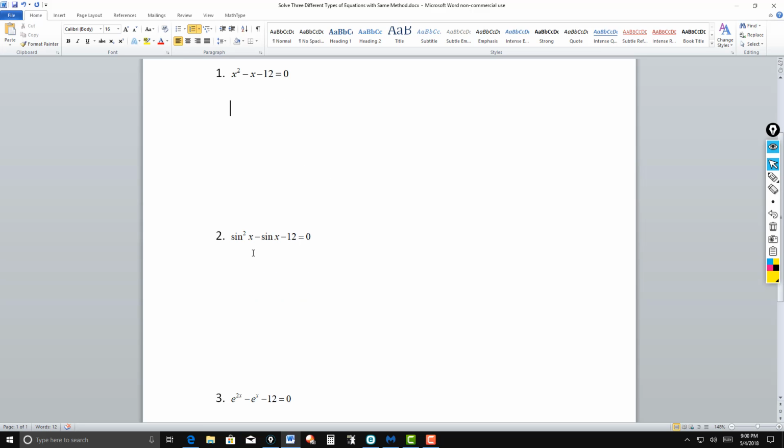It's a quadratic equation you would see in a basic college algebra course. Number two is a trigonometric equation you would see in a trigonometry course. And the third one is an exponential equation, which of course you would also see in a college algebra course. So quickly look at these and see if you can determine what method you would take to solve these.